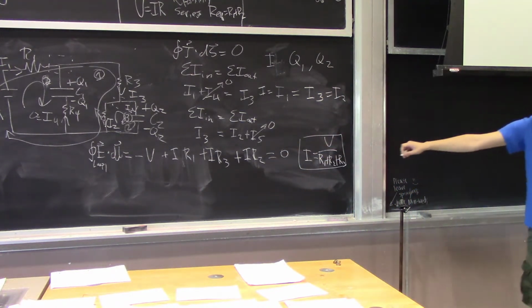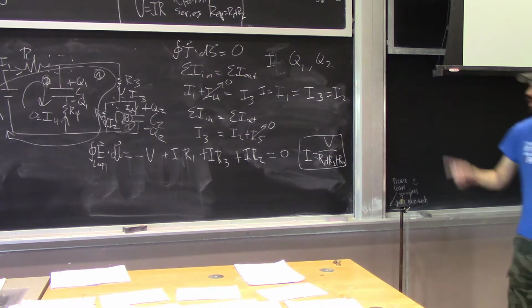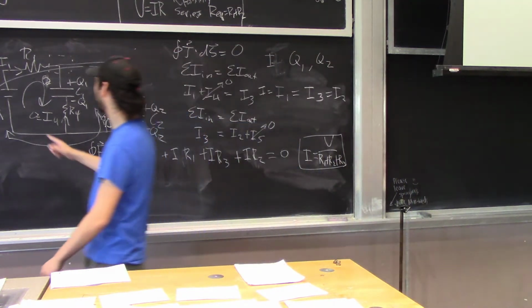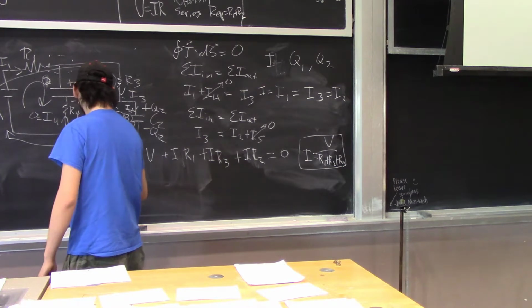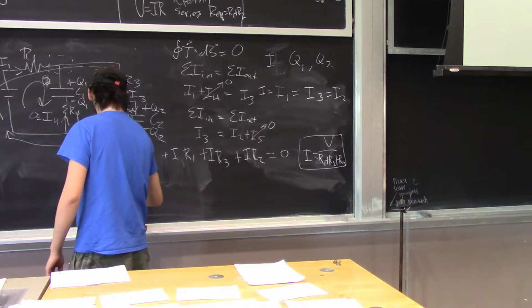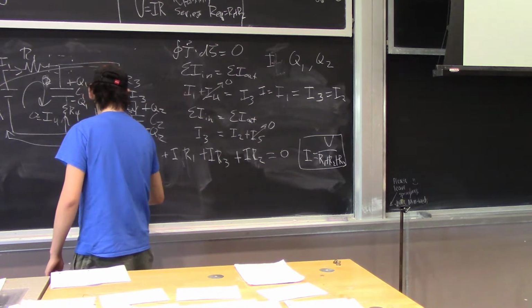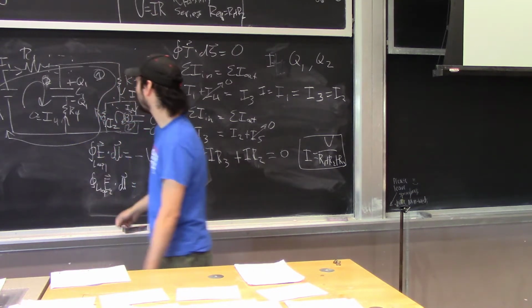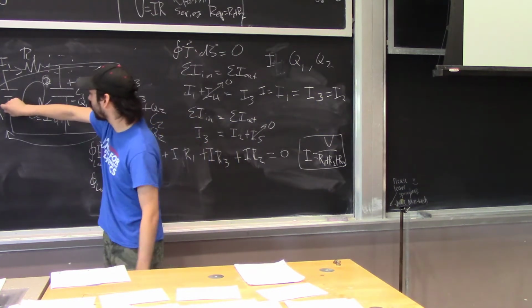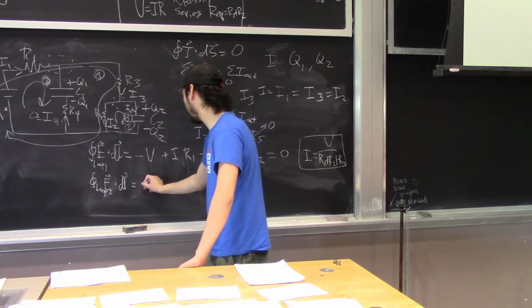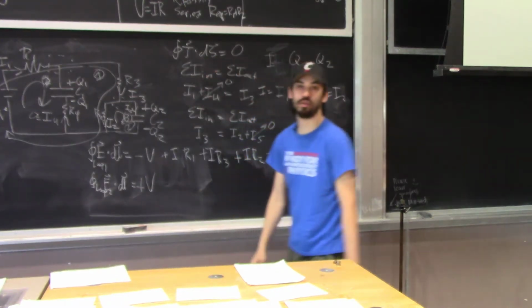Is everybody okay with that? Okay. Next loop, we'll call this one loop 2. So the integral around loop 2 of E dot dl is going to be equal to, again, I'll start right here. This is going to give me a plus V.